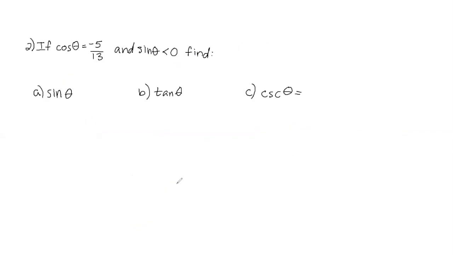Number 2, if cosine theta is negative 5 over 13 and sine theta is less than 0, find sine theta, tan theta, and cosecant theta. By telling us that cosine is negative and sine is negative, this is a tricky way of telling me what quadrant theta is lying in. So if I set up my little All Students Take Calc graph, if cosine is negative, I cannot be in quadrant 1 or quadrant 4. And if sine is negative, I can't be in quadrant 2. So the theta that they're talking about must be in quadrant 3.